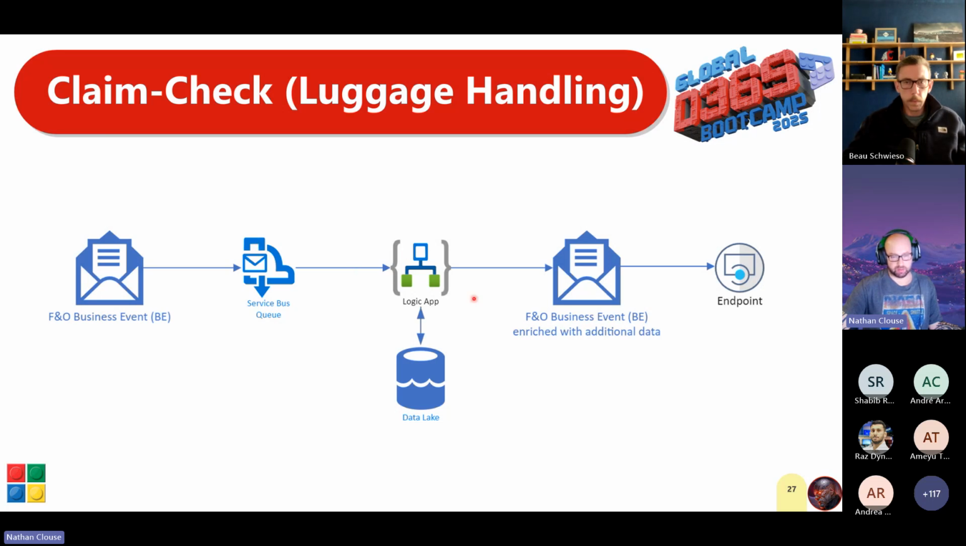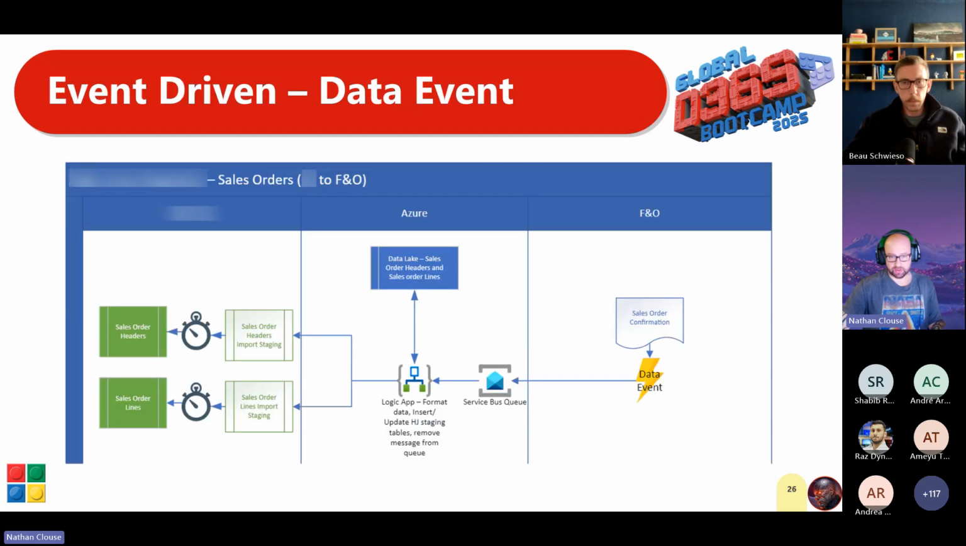Then we have a logic app that monitors that queue, very similar to the last one. But what we're doing is having that logic app go out to Data Lake, also known as Azure Synapse Link, and get a bunch of extra data related to that event that we couldn't possibly event out as part of that event. An example would be, actually, let me just flip back to the last example here. Here we have a sales order confirmation.